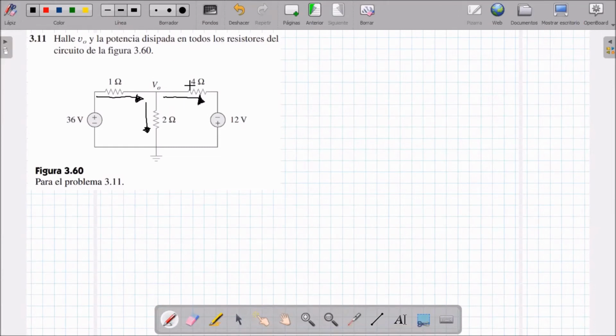Now there I give a name to the currents. I am going to call this current I1, and the others I2 and I3, and I apply KCL at this node. I say that the current that enters the point, I1, is going to be equal to the currents that leave, I2 plus I3. Well, the current I1 comes from here.